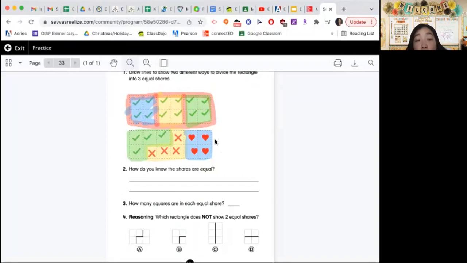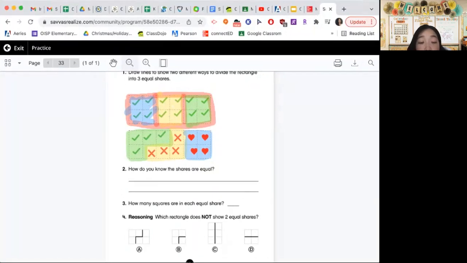So how do you know that the shares are equal? How do I know that I gave the same amount to each person? By counting. Each person got how many pieces? 4. So I made sure that it was equal because each person got 4 squares and each square is the same amount. So if they each get 4, then it's equal. Now, how many squares are in each equal share? We already put that in that answer. So how many?